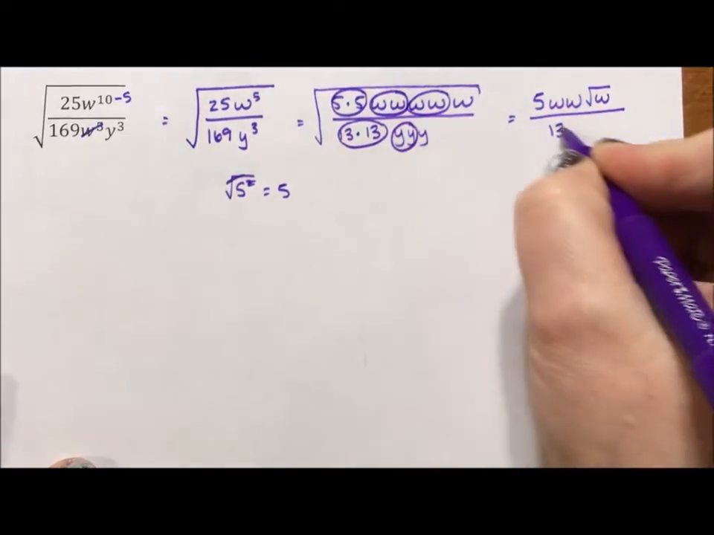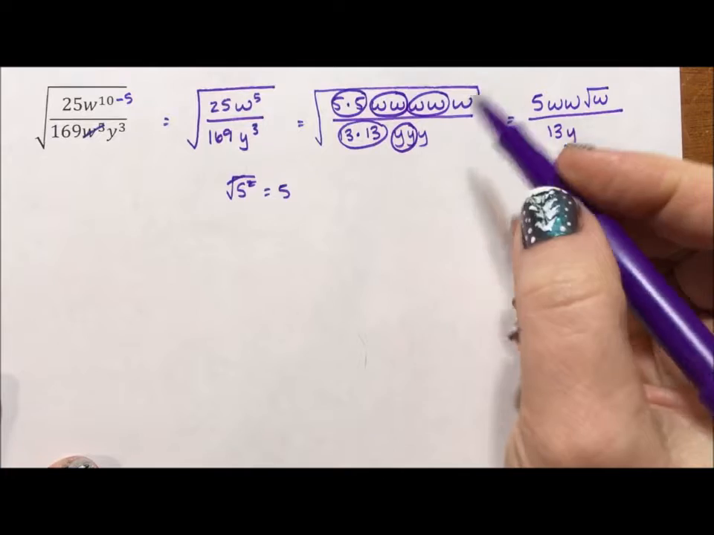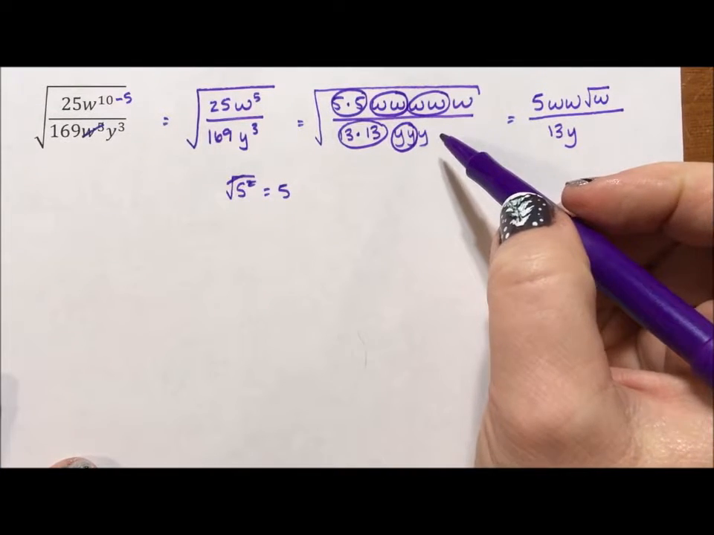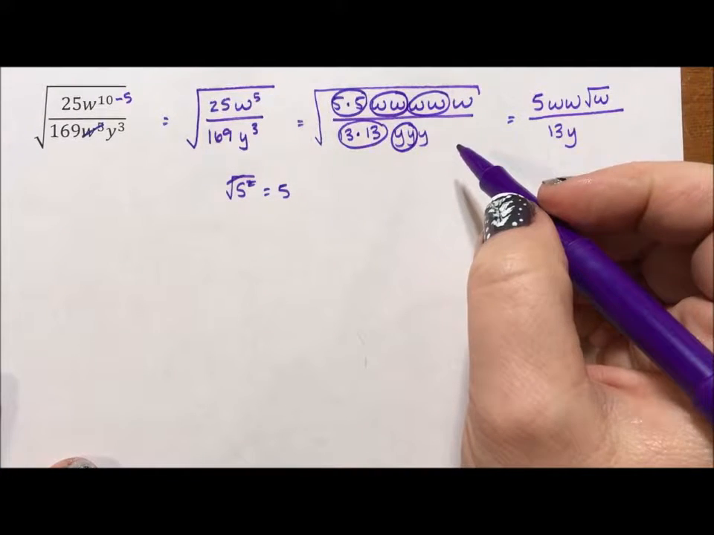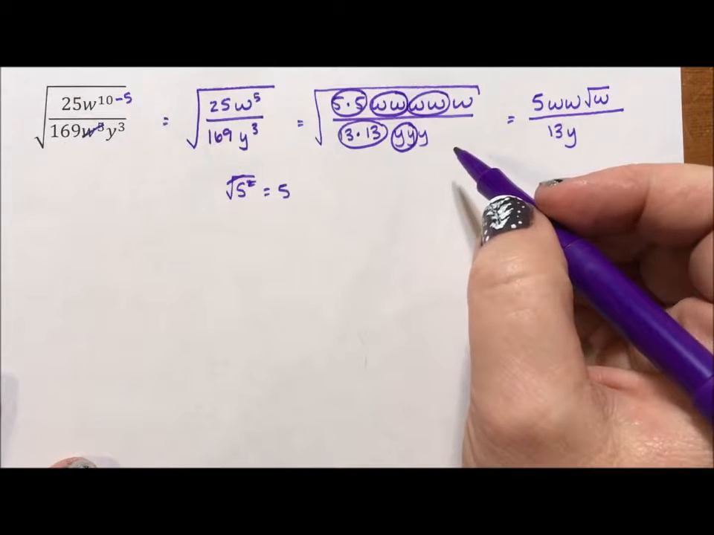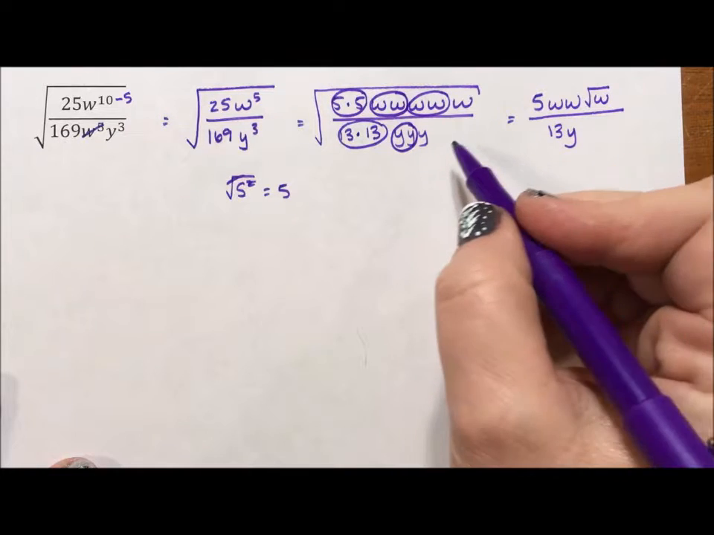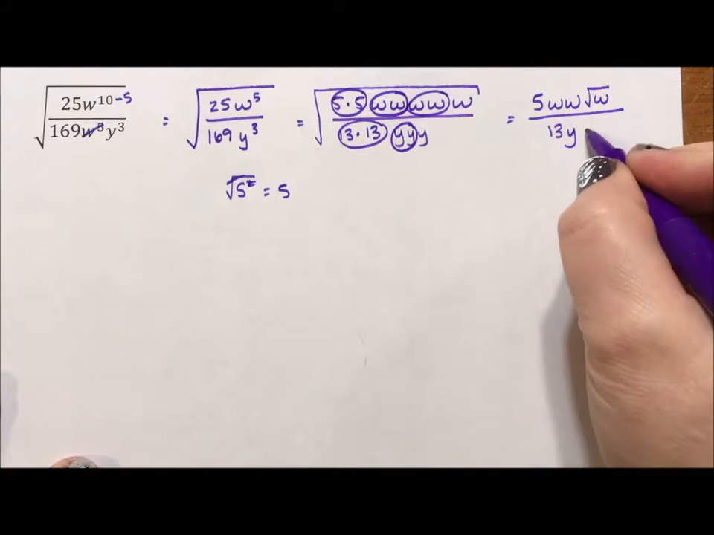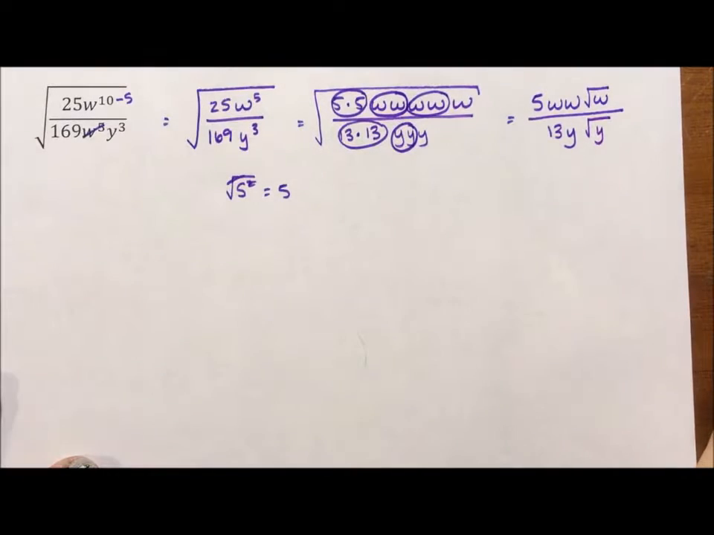We have a pair of y's that come out, but the part I didn't tell you about was part of this process is something called rationalizing the denominator. Rationalizing the denominator means we want to get all radicals out of the denominator. So right now I have a square root of y left in the denominator, and that's not okay.